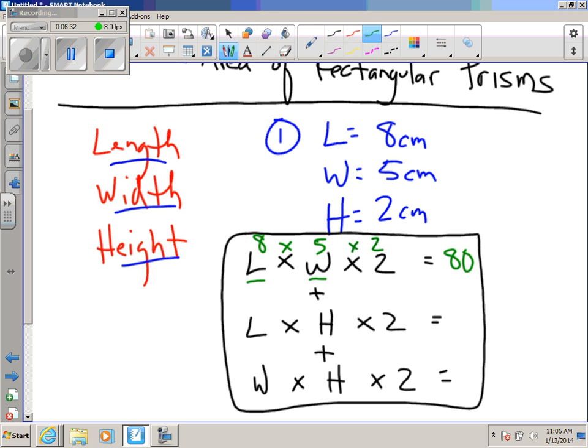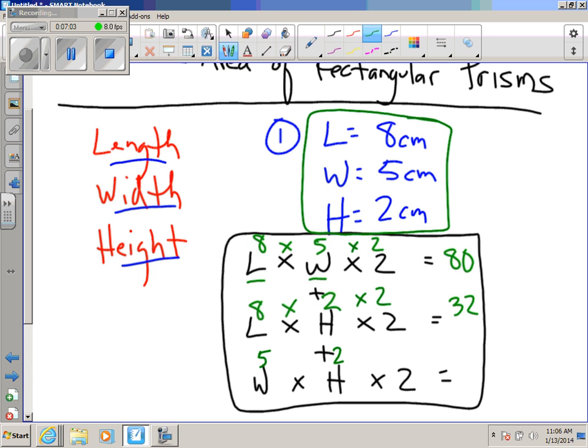Now here, once I've done this, 6th grade, once I have established L, W, and H, all I have to do is plug them in and do the work. If I say L is 8 times H, which is 2, times another 2. 8 times 2, 16. 16 times 2, 32. And then W is 5. H is 2 times 2. 5 times 2 times 2.